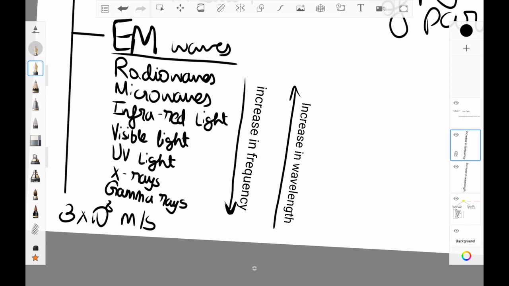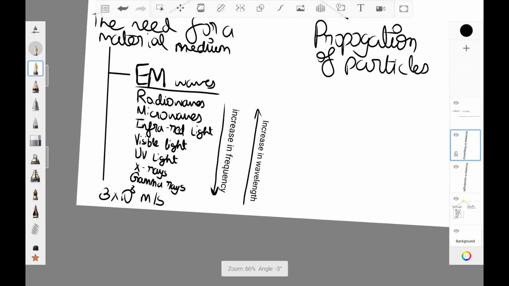But as you go up the list, the wavelength increases. That is to say that radio waves have the longest wavelength but the smallest frequency, while gamma rays have the shortest wavelength but the largest frequency. And that's the basics of EM waves.